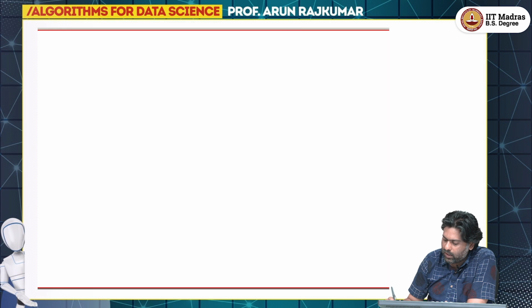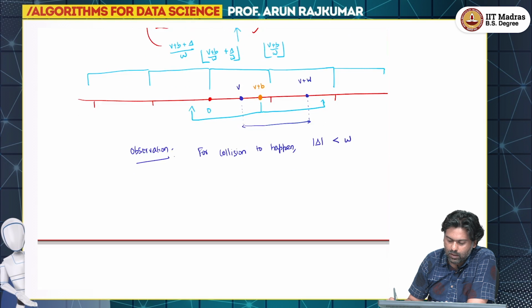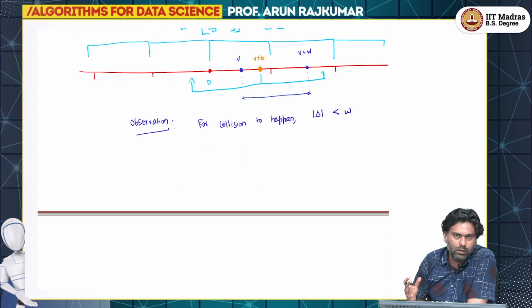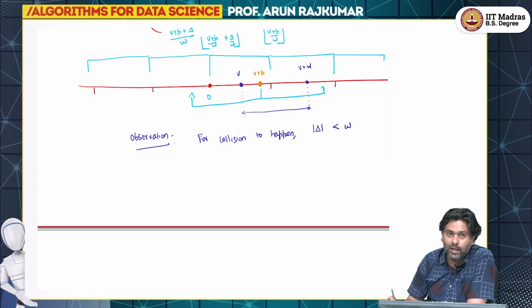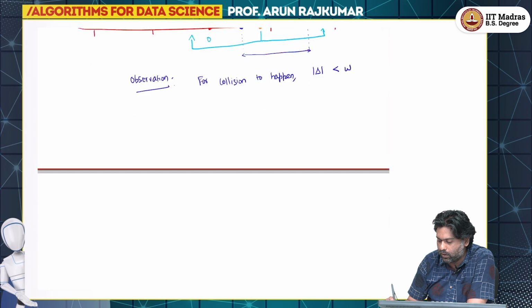Now that is not just enough, right. So delta being less than W is a necessary condition, it is not like a sufficient condition, right. So the sufficient condition depends on what exactly B is, right. So we will talk about that.